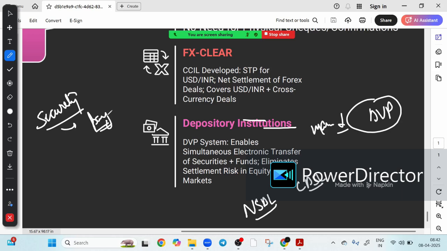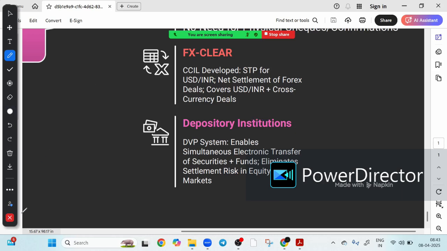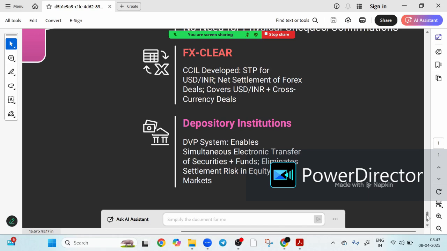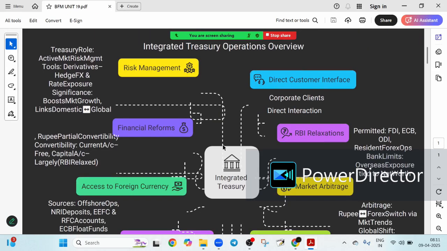this applies to equity, bonds and even government securities. So there you have it, a robust, digital and highly secure ecosystem powering India's payments, from RTGS to NDS OM and from CCIL to depositories. This is the invisible machinery that keeps our economy moving, right? Friends, that is all you need to remember from this chapter number 22. We have covered every aspect from where questions are repeatedly asked, as you can see.